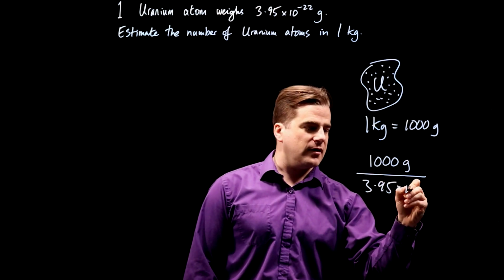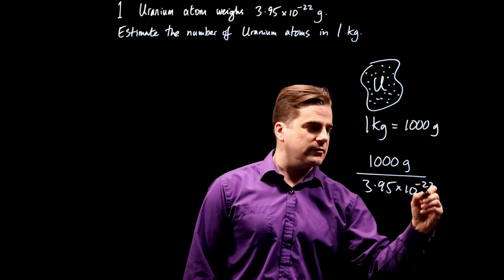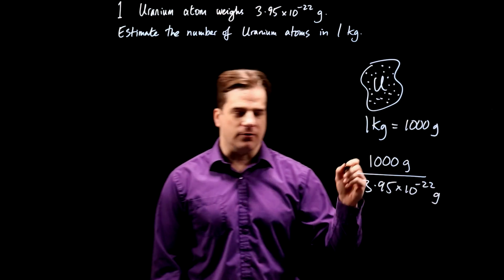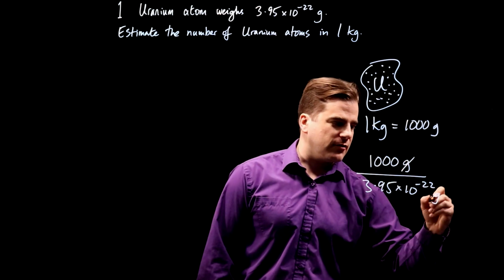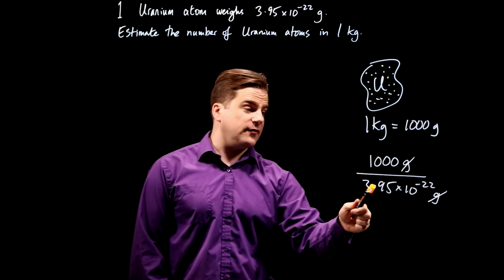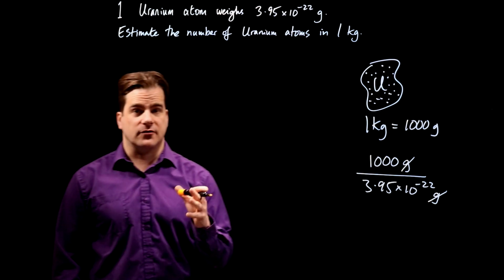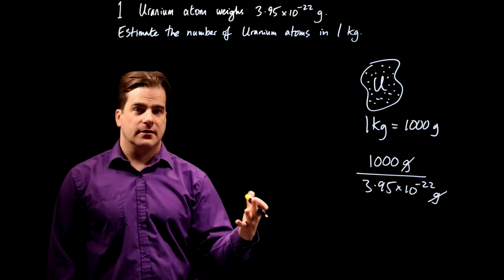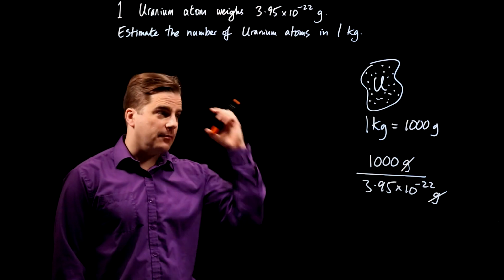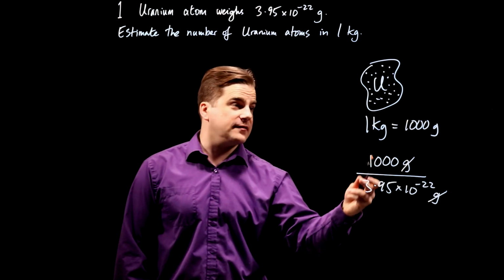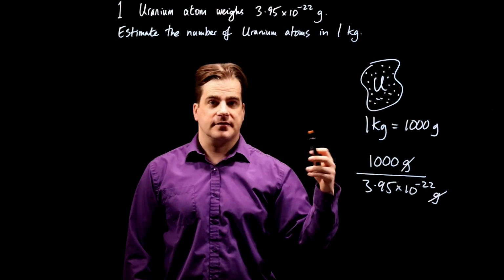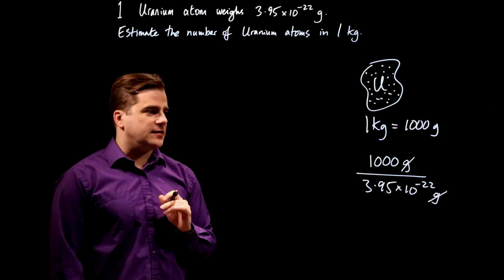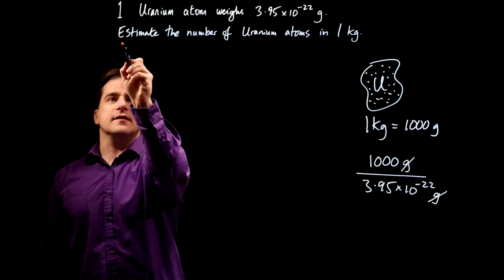3.95 times 10 to the minus 22 grams. You don't need to include the unit. Grams on the top, grams on the bottom cancel. It's just 1,000 divided by 3.95 times 10 to the minus 22. If we put that into the calculator, that would tell us the exact number of atoms in this kilogram of uranium. But we don't have calculators, so it's an estimate.